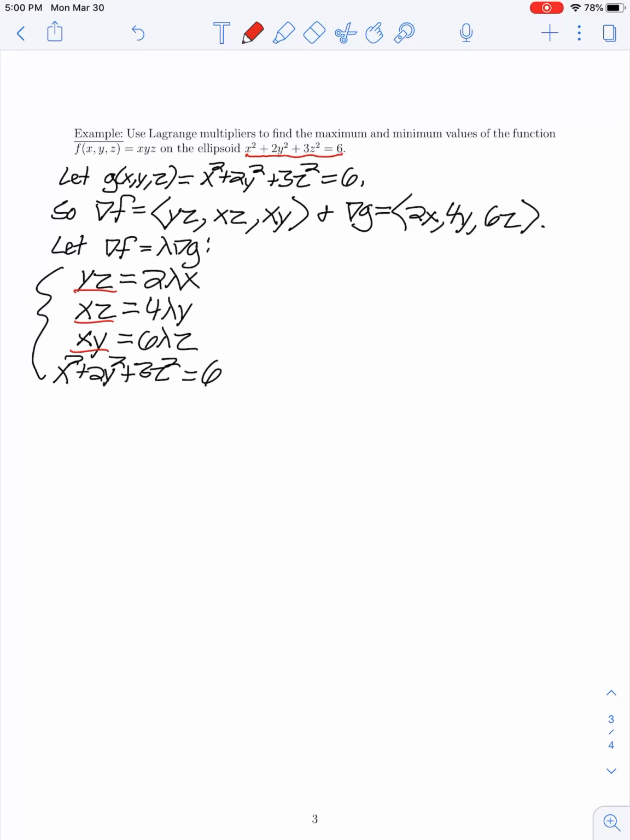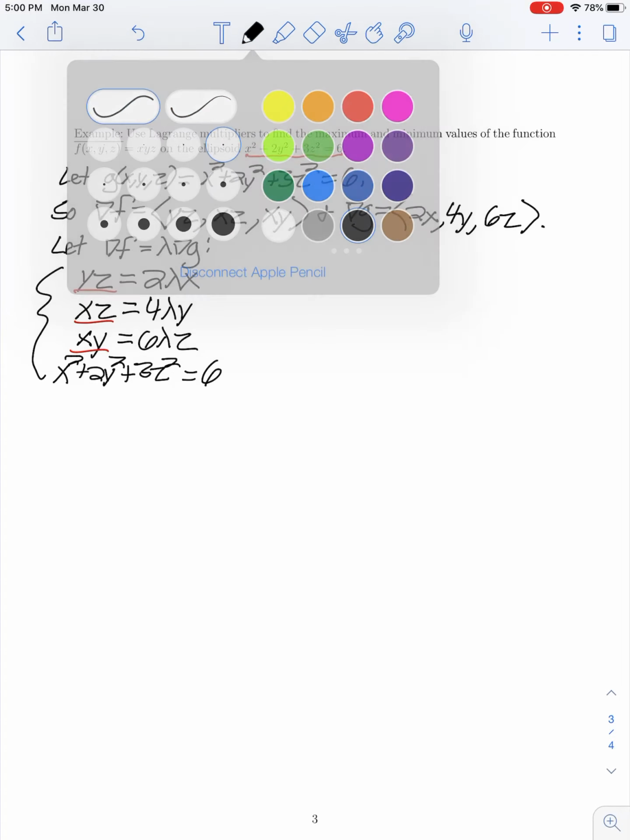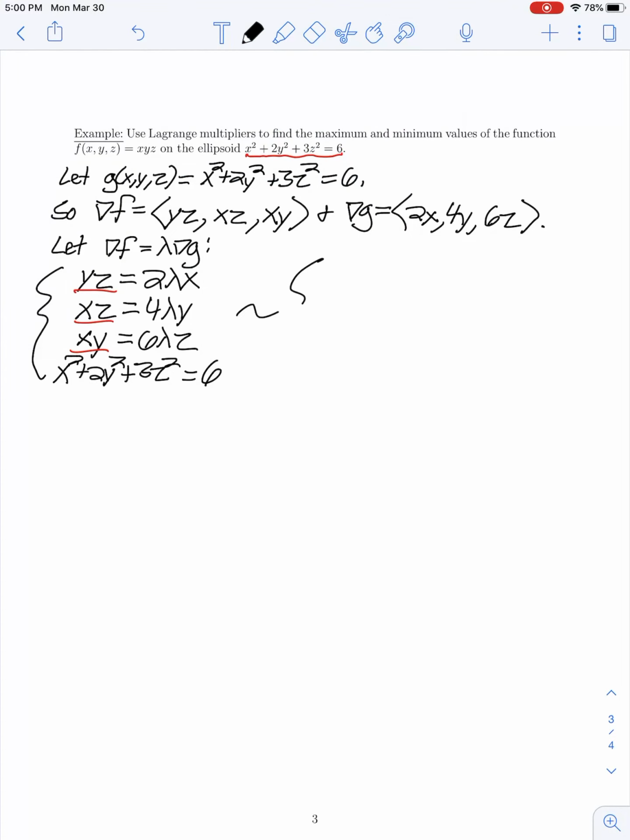Now, one way that we could go about solving this would be to look at the expressions that we have on the left-hand side of these first 3 equations. We have yz, xz, and xy. And if I were to multiply each of these equations through by a single variable, I can get the same expression on the left-hand side for all 3 of these equations. And the expression that I want to get is x times y times z.